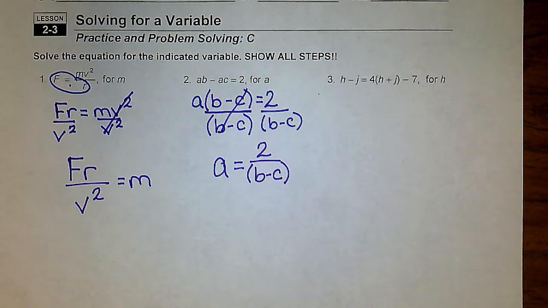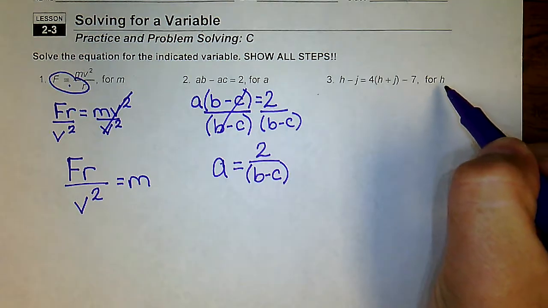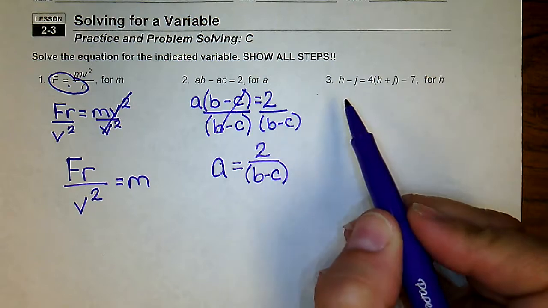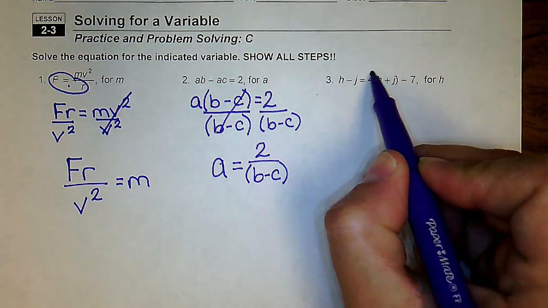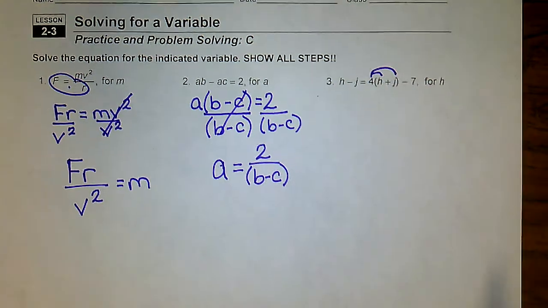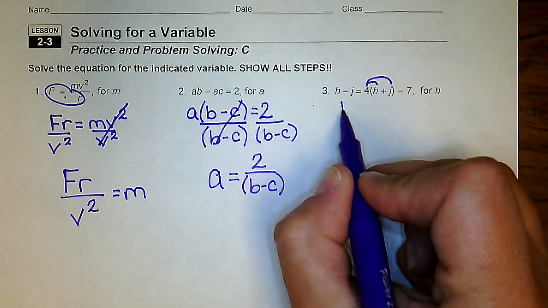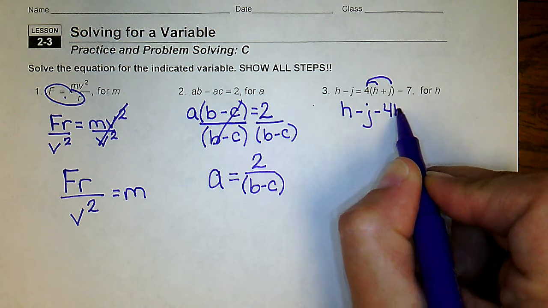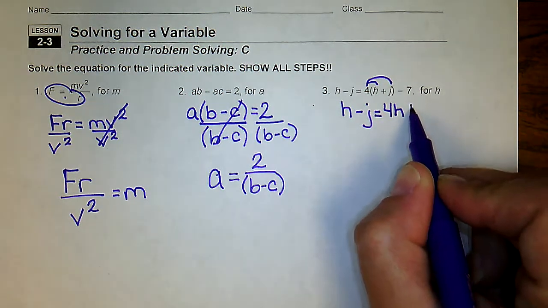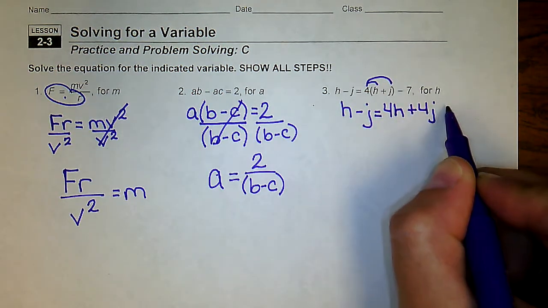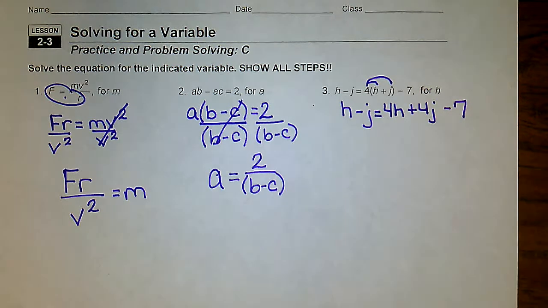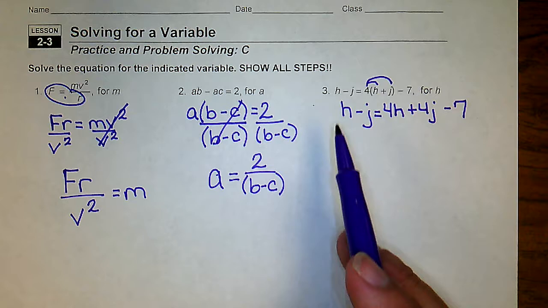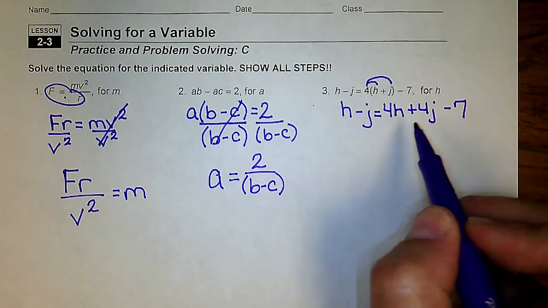Okay, looking at number three. So on number three here, they're asking us to solve for h. So that means I want all of my h's on one side of my equation, everything else to go to the other. Just as if I were solving any regular equation, I need to begin by using the distributive property. Okay, so now you see I have a bunch of h's and j's. I want everything that is an h on one side, everything that's a j on the other side.